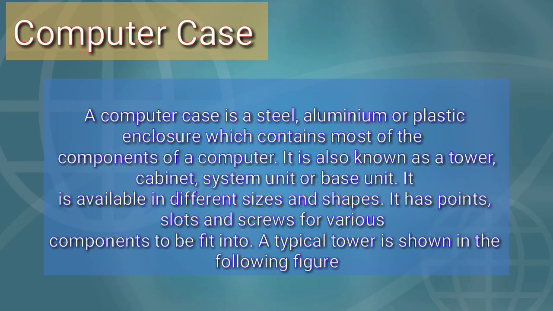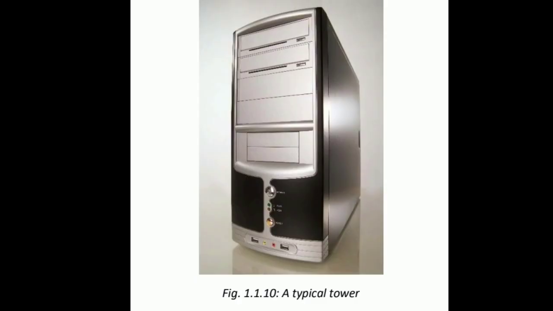Now we will discuss what a computer case is. A computer case is a steel, aluminum or plastic enclosure which contains most of the components of a computer. It is also known as a tower, cabinet, system unit or base unit. It is available in different sizes and shapes. It has points, slots and screws for various components to be fitted into. A typical tower is shown in the following figure.